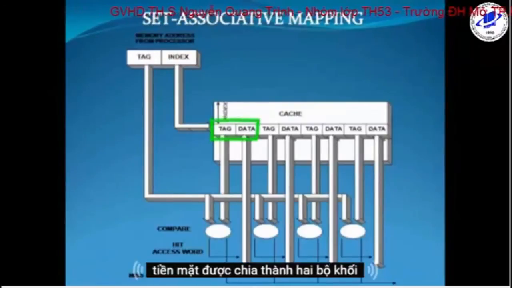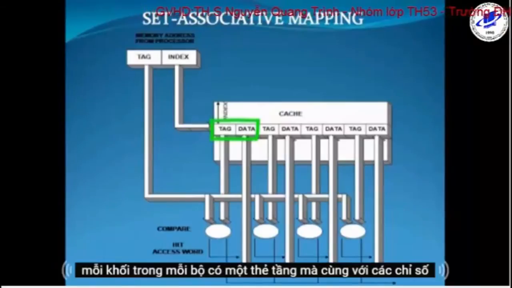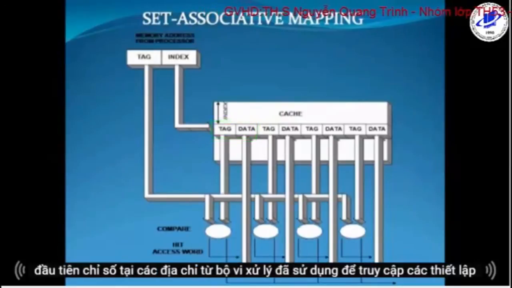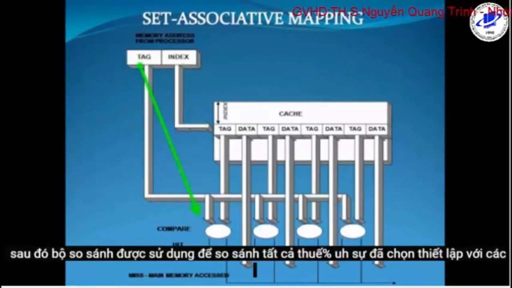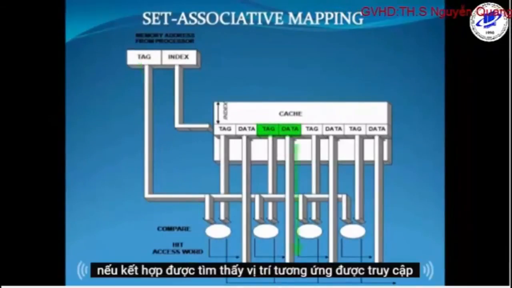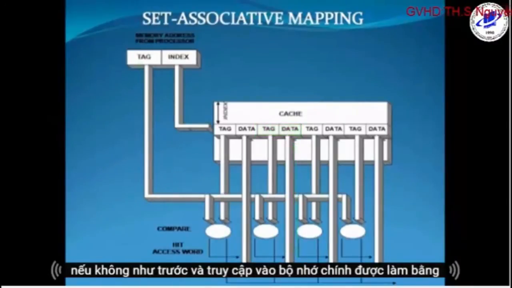The cache is divided into sets of blocks. Each block in each set has a stored tag which, together with the index, completes the identification of the block. First, the index of the address from the processor is used to access the set. Then, comparators are used to compare all tags of the selected set with the incoming tag. If a match is found, the corresponding location is accessed. Otherwise, as before, an access to the main memory is made.